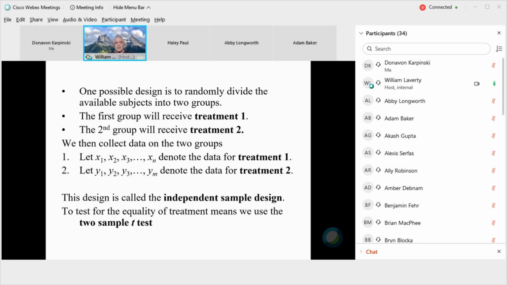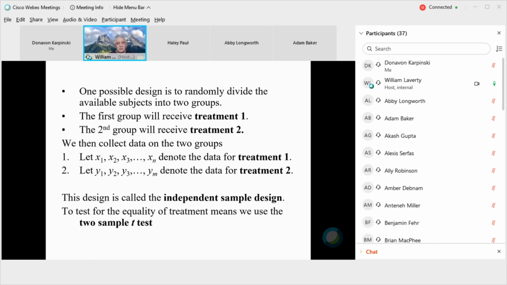One possible design is to randomly divide subjects into two groups. The first group will receive treatment 1, the second will receive treatment 2. So we'll collect data on the measurement. The X values are the measurements on whatever we're measuring for treatment 1. The Y's are the measurements for treatment 2. This design is called the independent sample design. The observations in one sample are not related to the observations in the other sample.